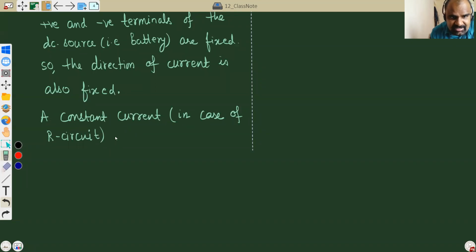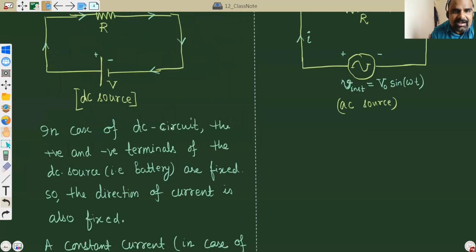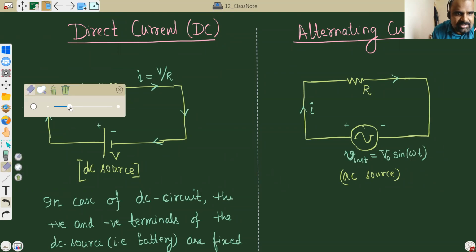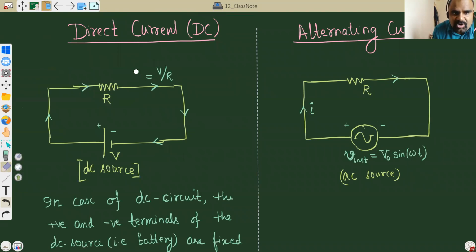So a constant current in case of our circuit flows. And what is that constant current? The current is, and here because the current is constant, so I will use the letter capital I, V by R. And in fact, I'll go above, even over here by mistake I have chosen a small I, but I should use capital I. Capital I is used for constant value and small I is used for variable value. That is my way of doing it.